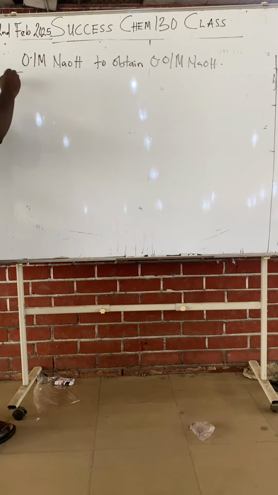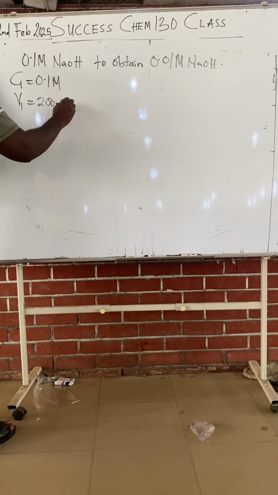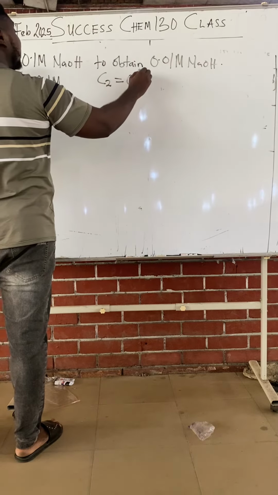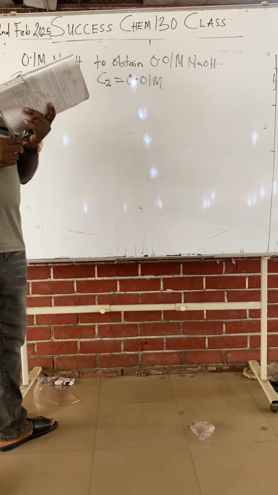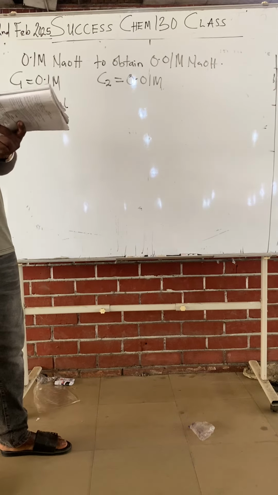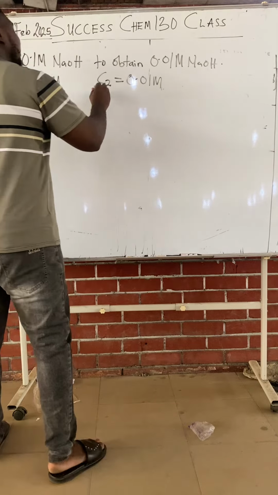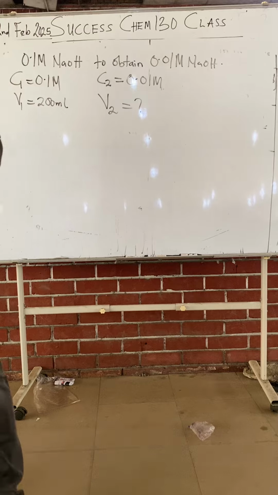Initial concentration, C1, 0.1. Initial volume, V1, 200. Final concentration, C2, 0.01 M, to obtain 0.01 M. Class, did they ask you to find the final volume? No. Calculate the volume of water needed. Class, volume of water needed is the diluting volume.